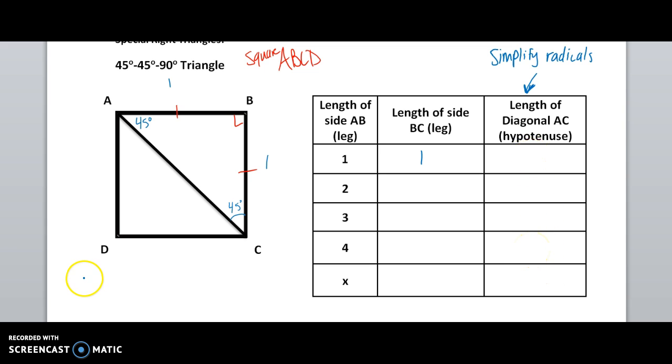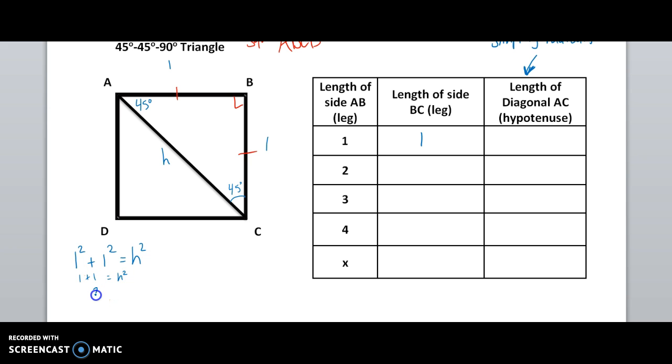Okay. So if I take the leg squared, so 1 squared, that's AB, plus BC squared, 1 squared, equals AC, and you can call that whatever you want. Maybe you want to call it C for fun. Or maybe actually we'll call this H for hypotenuse. Way more exciting. So 1 squared plus 1 squared equals H squared. Well, 1 squared is 1, plus 1 is H squared, which we know is 2 equals H squared. And as we talked about yesterday, to undo a square, we square root. So I square root both sides and I find out H is the square root of 2.